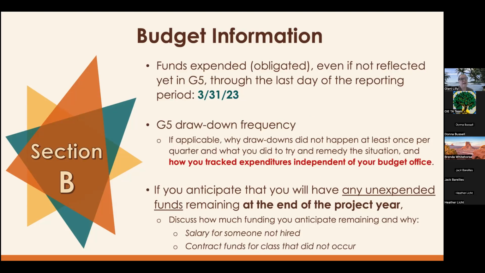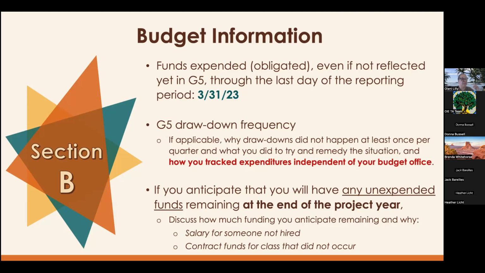This is again an opportunity for you to talk about funds that have been expended, even if it's not reflected in G5. So remember back to the cover sheet, on section A we only wanted the numbers that were drawn down in G5. In this budget section, you can actually talk about funds that may have been obligated through your organization, but may not have been actually drawn down. That's like coming in an upcoming drawdown.